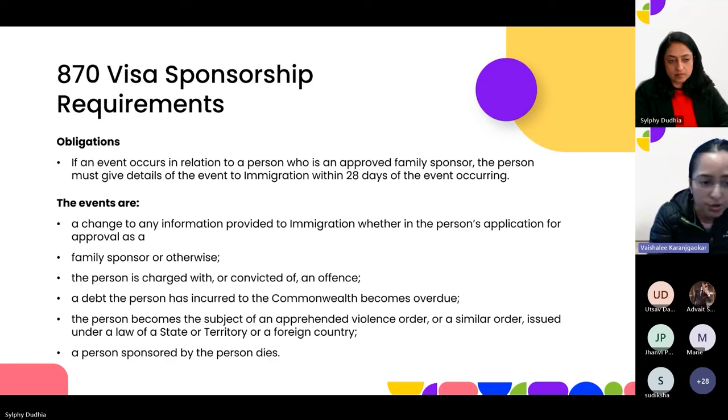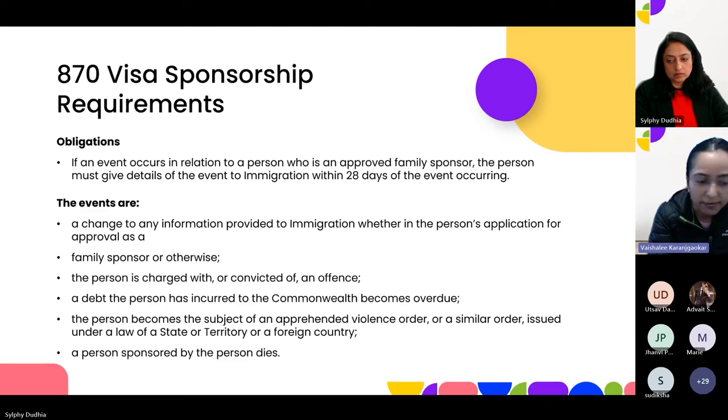If something has changed in the sponsorship, or if, let's say, the person is charged with any offense, it is the applicant's duty to provide this information to the department immediately. If a debt has occurred which was not there at the time of application but occurred after the applications were lodged, it is the sponsor's obligation to inform the department. This is very unusual, but in case the person becomes subject to an apprehended violence order or any other similar restricting orders by a state or territory government, or even a foreign country, they are liable to mention it to the department.